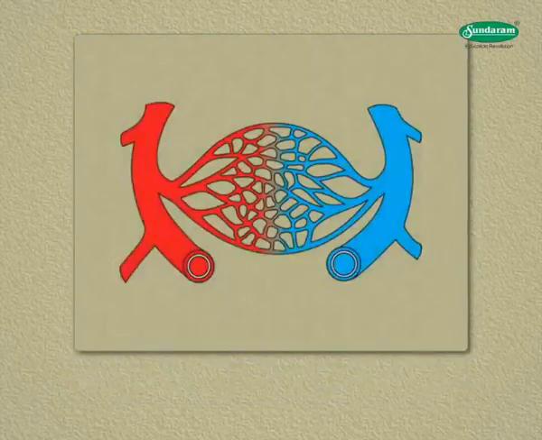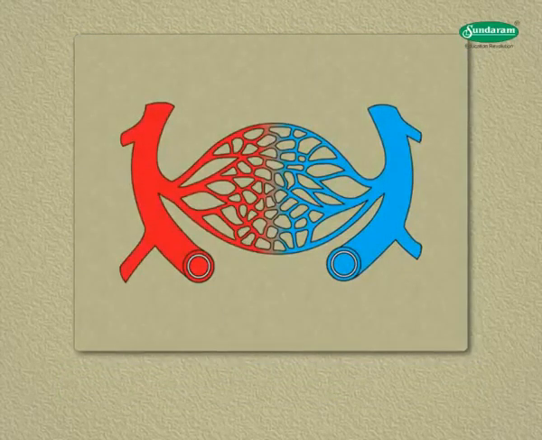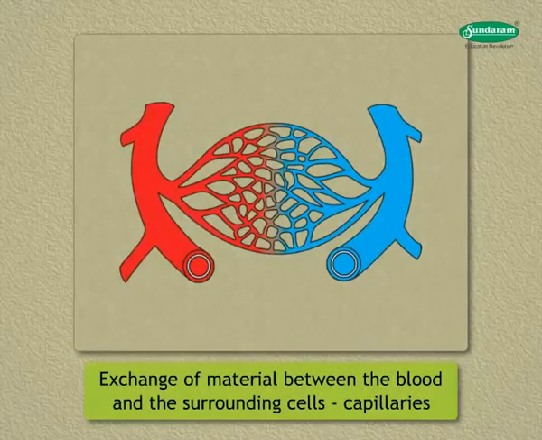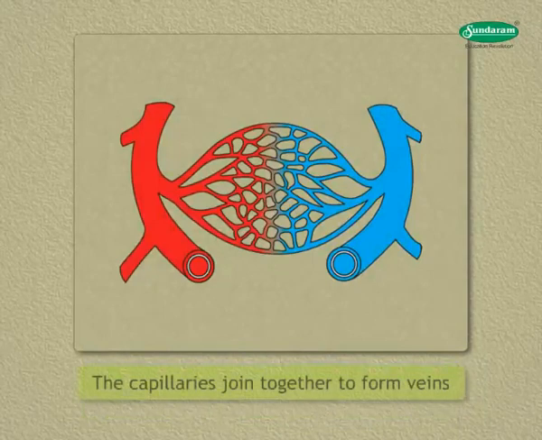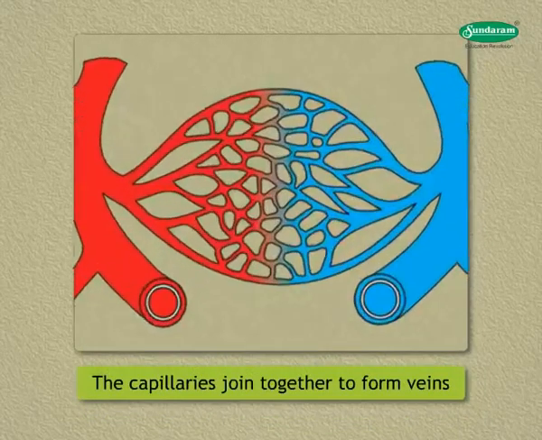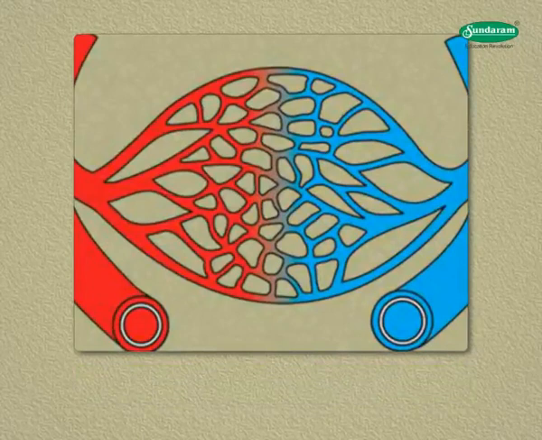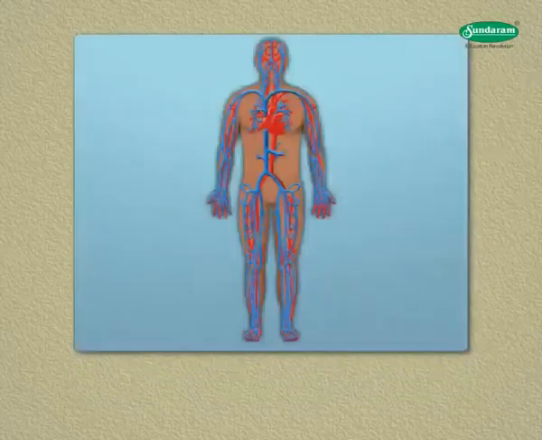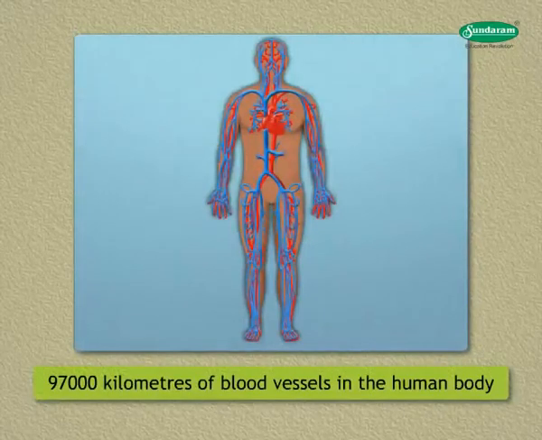On reaching the tissues, arteries divide and redivide into smaller and smaller vessels called capillaries to bring the blood in contact with individual cells. Exchange of material between the blood and the surrounding cells takes place across the thin walls of the capillaries. The capillaries join together to form veins which take the blood away from the organ but towards the heart. There are about 97,000 kilometers of blood vessels in the human body.